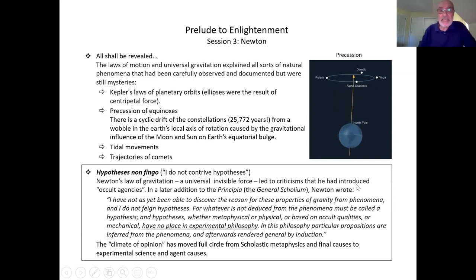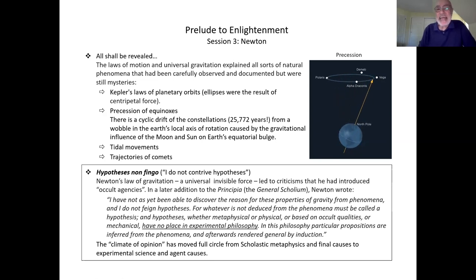The precession of equinoxes, the precession is a term that they use. There's a cyclic drift of constellations when you observe the stars, and the cycle is almost 26,000 years. Because of a wobble in the Earth's local axis of rotation, you see the Earth down here and this wobble, that little circle that you're seeing is a wobble that takes almost 26,000 years to do the full circle.